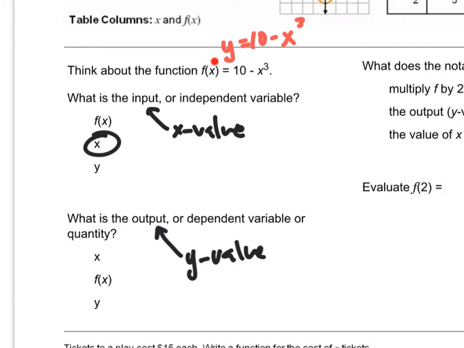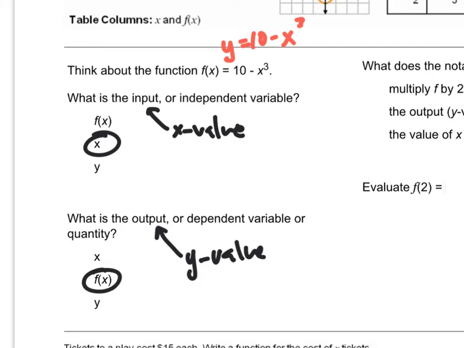f of x. That is your output, that is your y value. If you are given something of this form, and it's asking you what's your output, this is your output, f of x. How come I'm not saying it's y? Because that's function notation. They did not say y equals 10 minus x cubed.